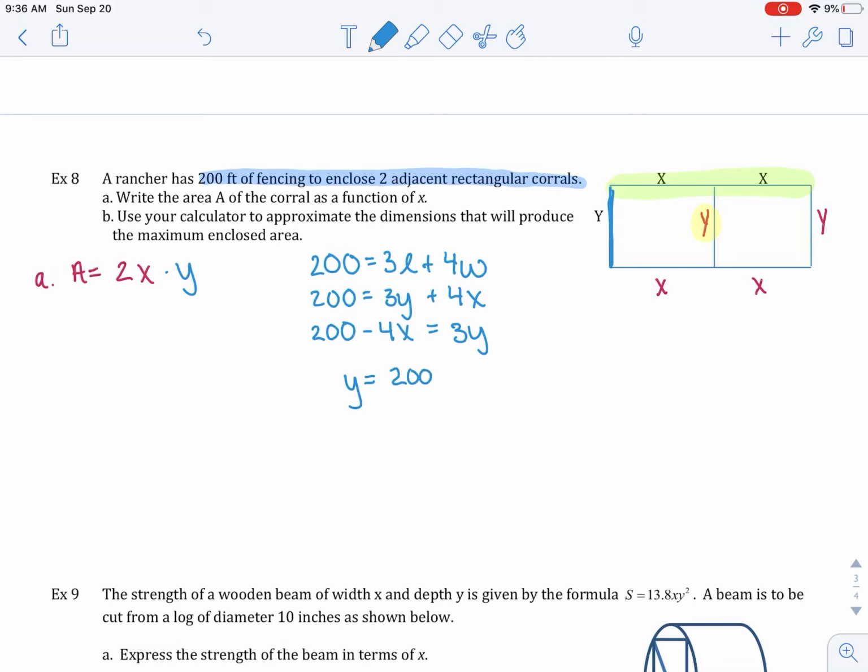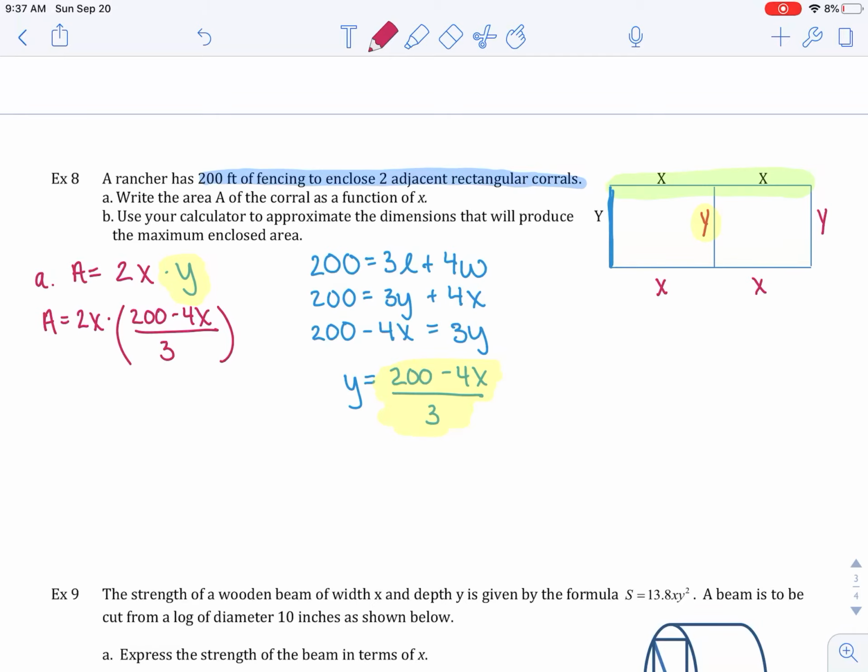I don't know if it's just you or just me, but I got to get that y on the left side, or it's going to make me go bonkers. So we have it now as y equals, I'm going to take this new y in terms of x's and plug it into the area equation into the y spot. So my area equals 2x times (200 minus 4x) over 3. And I'm going to close that guy up. So this is the area of the corral as a function of x. It didn't ask me to distribute or anything. I am totally fine with you leaving it like that.